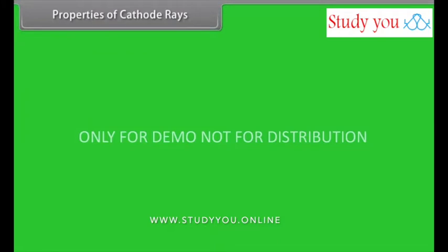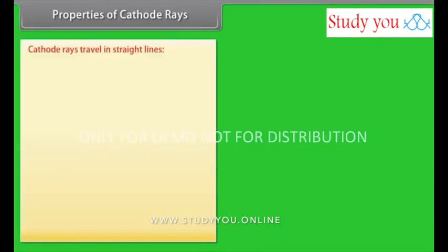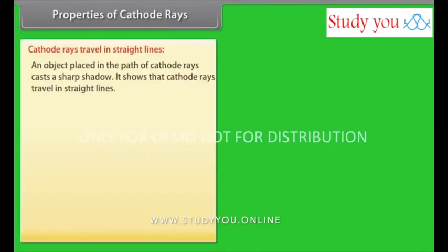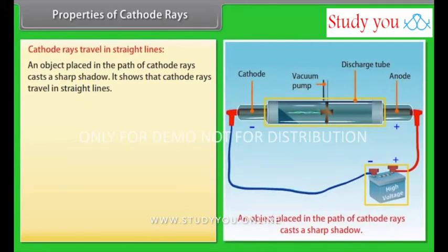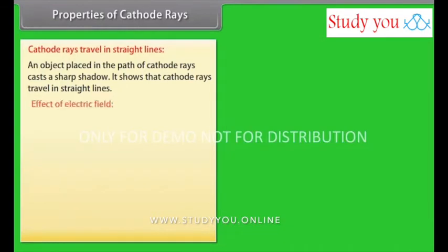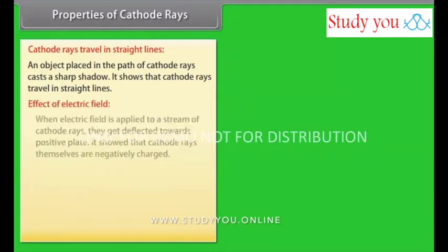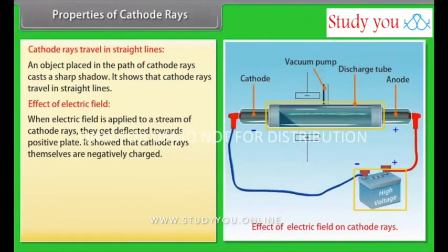Properties of cathode rays. Cathode rays travel in straight lines. An object placed in the path of cathode rays casts a sharp shadow. It shows that cathode rays travel in a straight line. Effect of electric field. When an electric field is applied to a stream of cathode rays, they get deflected towards the positive plate. It showed that cathode rays themselves are negatively charged.